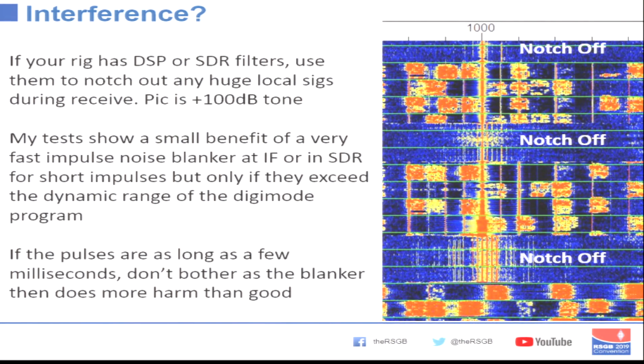Interference. I did a quick test to see what happens when you put a 100 dB signal in, and guess what? If you put a 100 dB signal in with no filtering at all, it wipes out all the signals on the band. Stick a notch in, and suddenly you can decode them again. So don't be afraid to use notch filters for strong interference tones, or GXP.